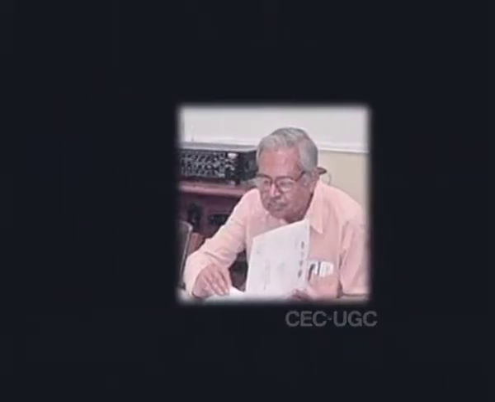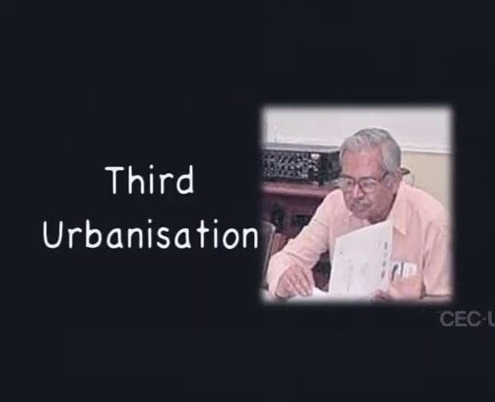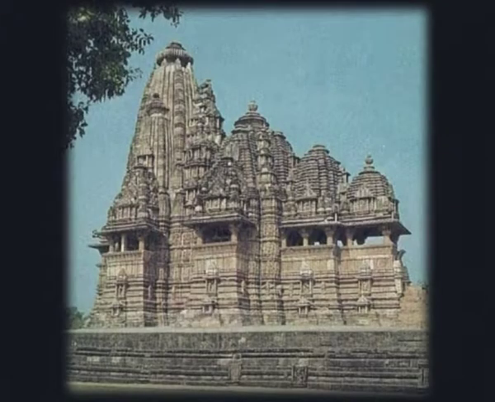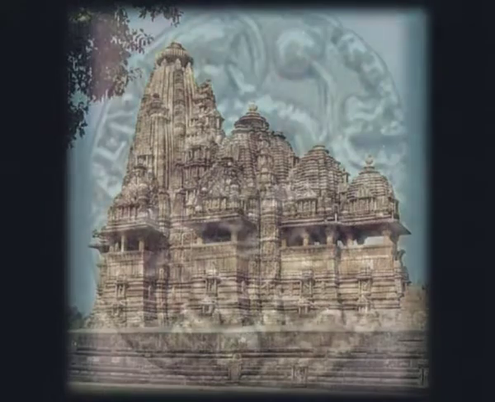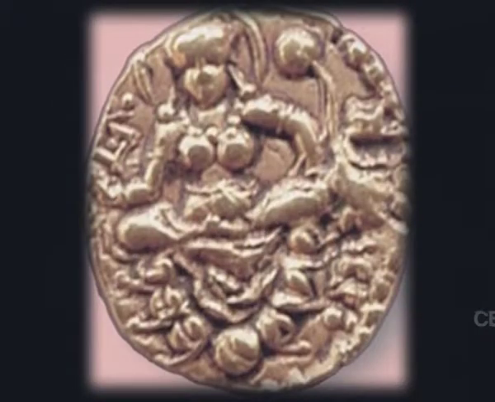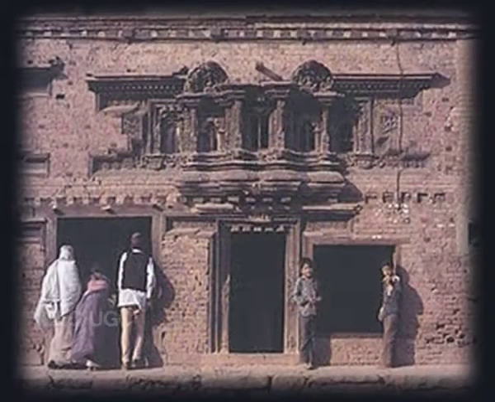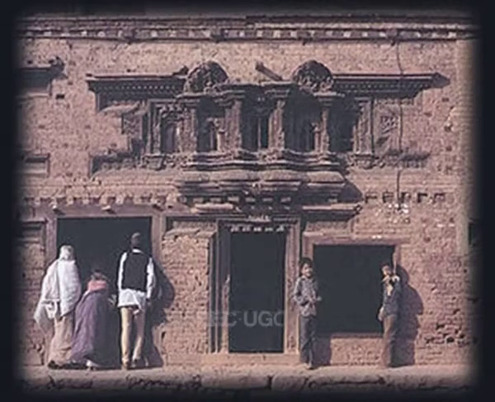Because in South India, the temple was the main focus of the economy in that period of time. The term third urbanization was coined by B.D. Chattopadhyay. He was of the opinion that there was a change in the nature of urbanization from that of the early historic period. And what was that difference?